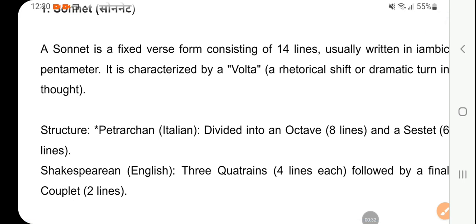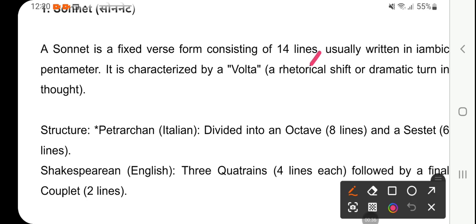fixed verse form consisting of 14 lines. This is, right from, I think, school days. That 14 line poetry, right? This 14 line poetry or 14 line fixed verse is called sonnet, usually written in iambic pentameter. This is a style, right? And you have to remember that for sonnet, iambic pentameter is followed.